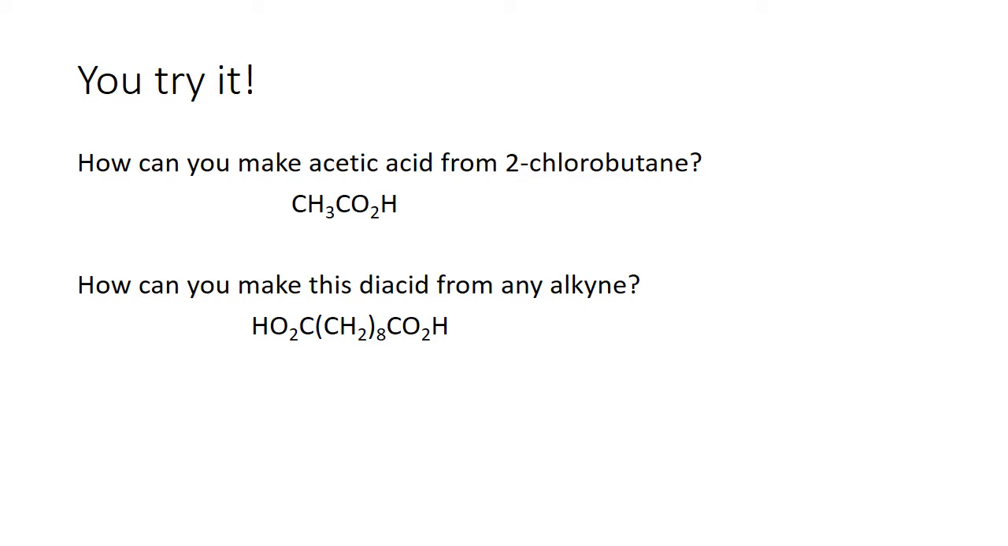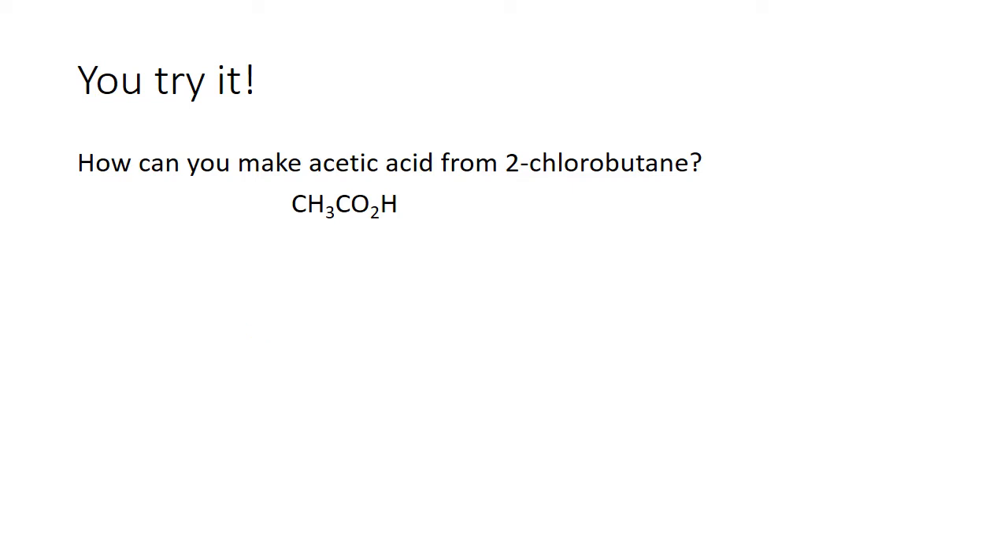So how can you make acetic acid from 2-chlorobutane? You cannot do it in one step. Write down 2-chlorobutane and try to figure out how you can make acetic acid from that. Well, to make acetic acid, the first thing you're going to need to make is an alkyne. You know that because we're in the alkyne chapter.